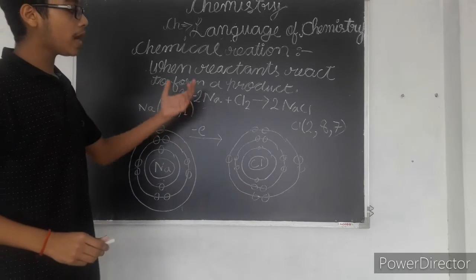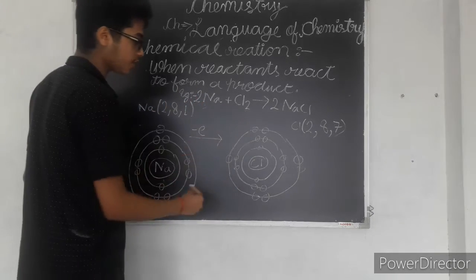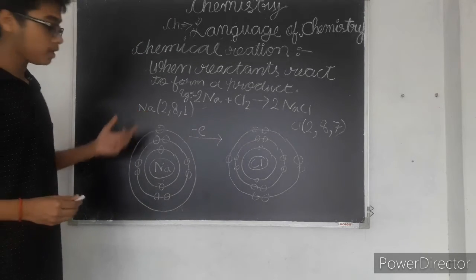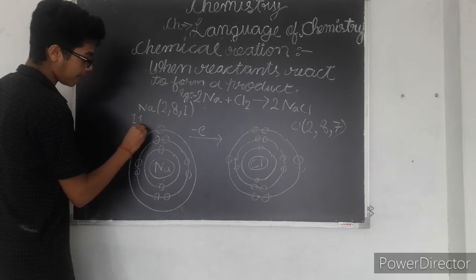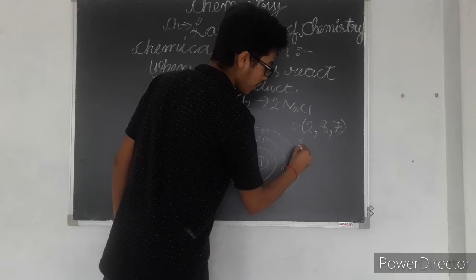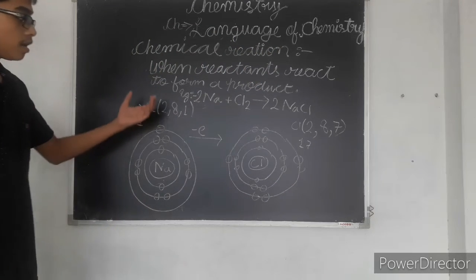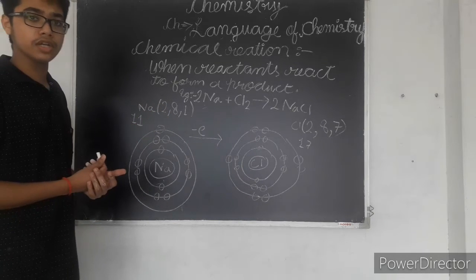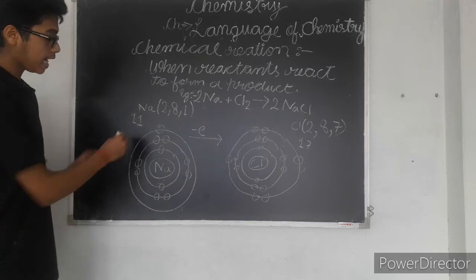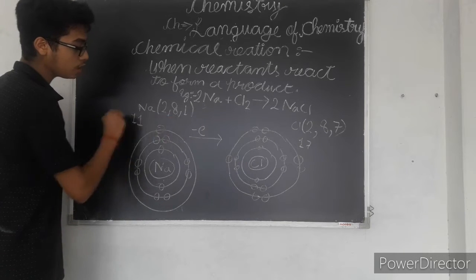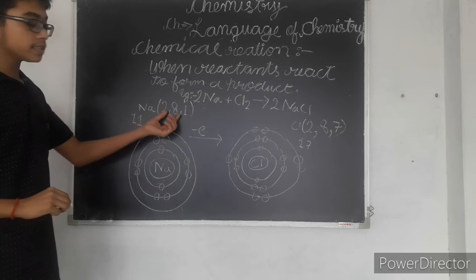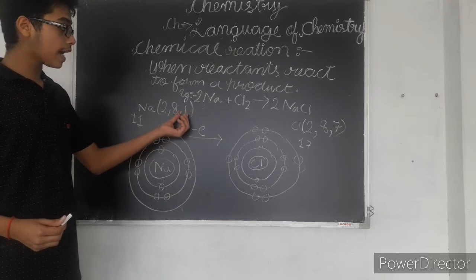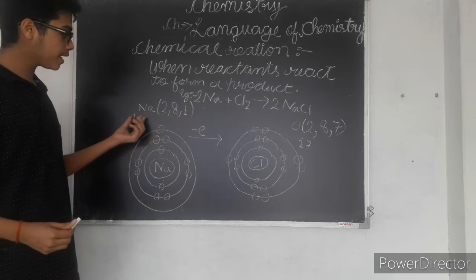Now to understand valency, let us discuss this figure. So we know that the atomic number of sodium is 11 and the atomic number of chlorine is 17. Now we have to do the electronic configuration. In electronic configuration, we have to break this 11. First we have to write 2 and then 8. 2 plus 8 is 10. Then we have to see which number we will write here to make it 11.